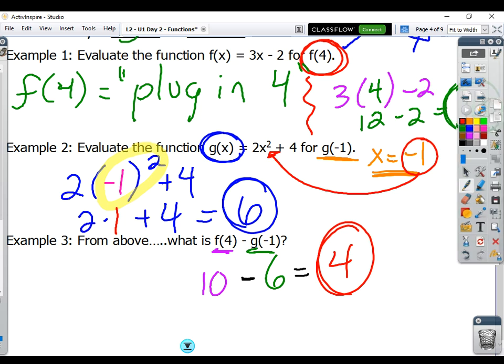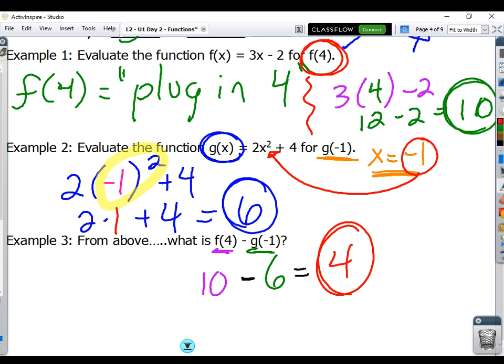That's your actual answer there when we use the f of 4 and the g of negative 1 from those two previous examples. Now recognize that we could have asked you example 3 right from the very beginning. You wouldn't necessarily always have it staged like this, where it says f of 4, get the answer, g of negative 1, get the answer, and then subtract. You might have to do that work all in one question. So hopefully that's starting to make some sense when it comes to actually evaluating the function itself. We'll keep working.